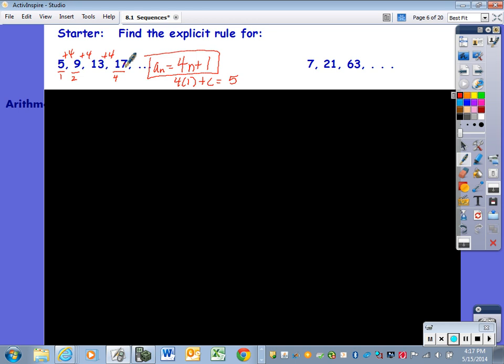How about this one? Multiply by 3, multiply by 3. So I would take repetitive multiplying, power. My power is always going to be n minus 1 times my first term. Should give me my rule.